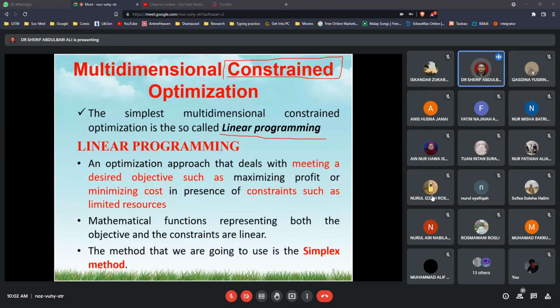So linear programming is considered an optimization approach. It deals with meeting a desired objective, such as maximizing a profit or minimizing a cost. This is the most important part here, in the presence of constraints, such as limited resources. What does it mean here for linear programming?